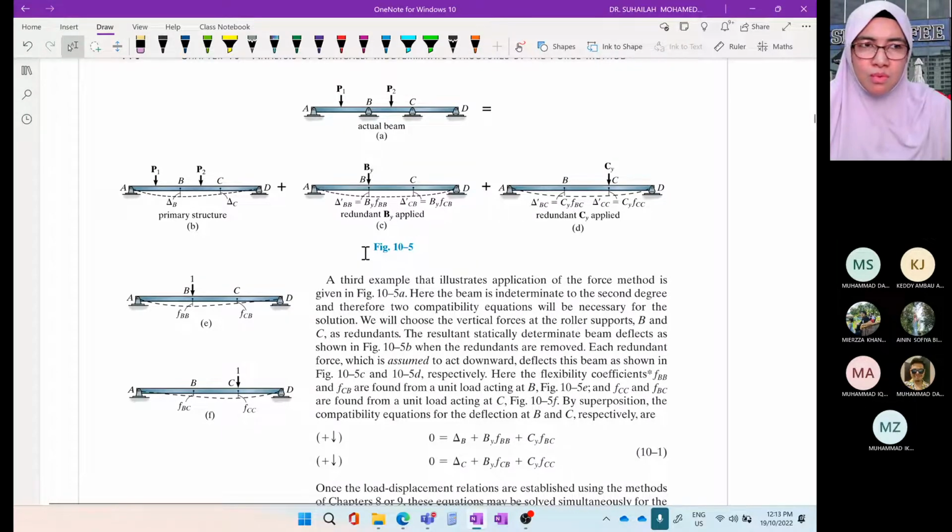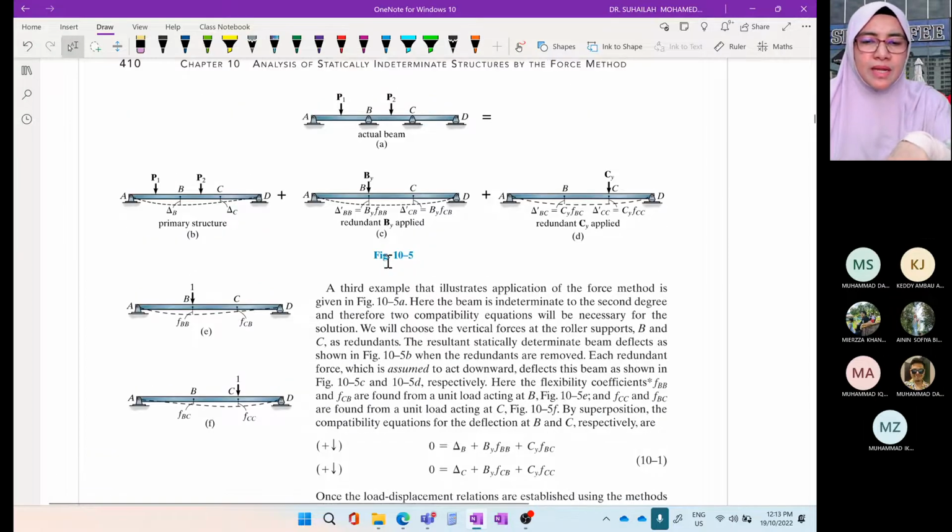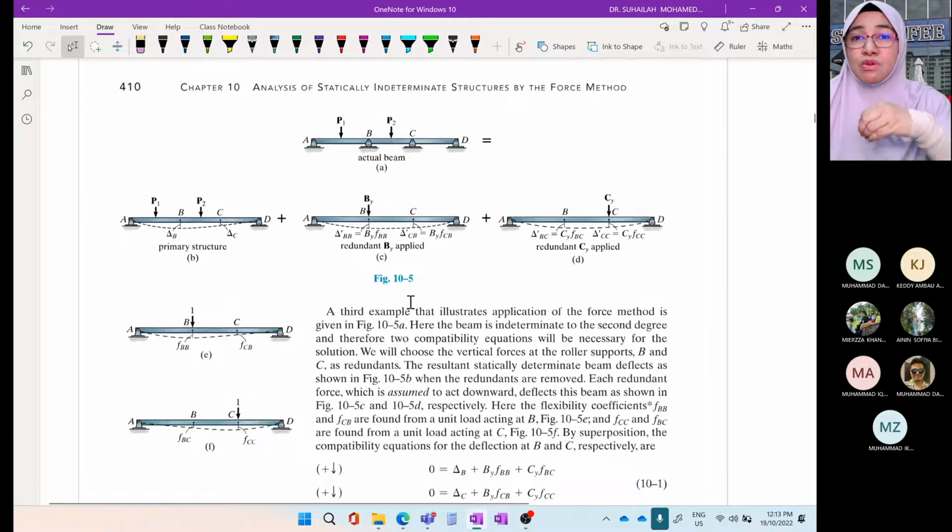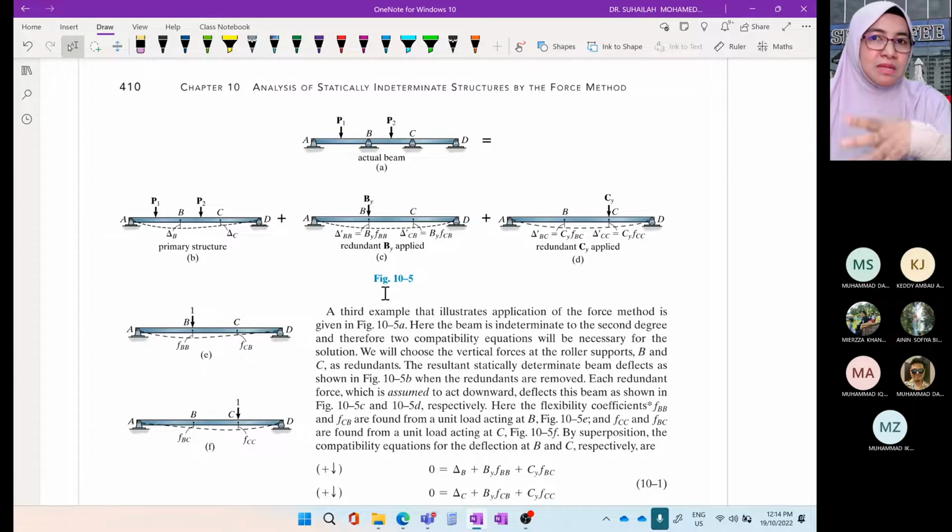Lagi banyak buku yang you baca dan nanti bila masuk kelas saya explain, you akan lagi faham apa yang sebenarnya dia cerita tentang flexibility method. Okay, so simbol-simbol yang ada dekat sini, saya pun akan buat some modification sebab saya akan always give my student the easiest way to solve flexibility method.